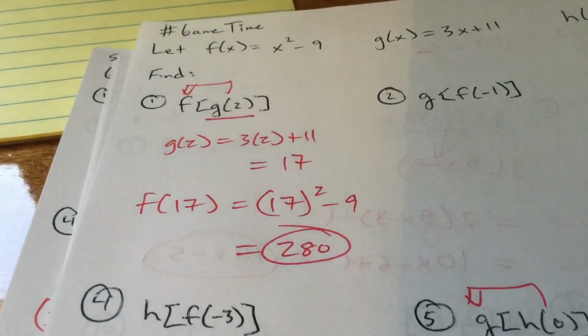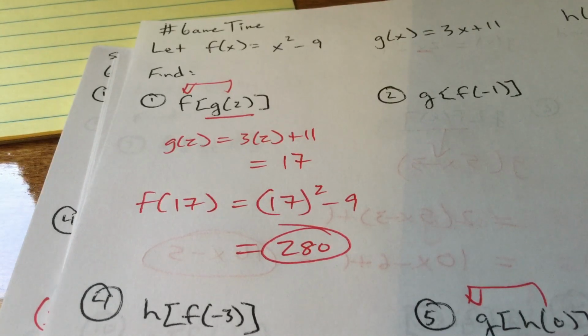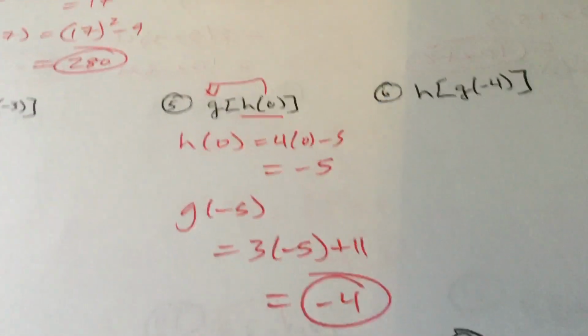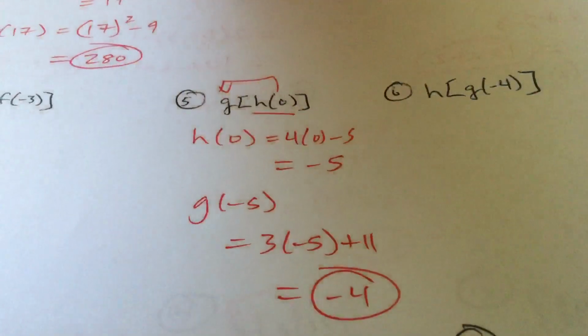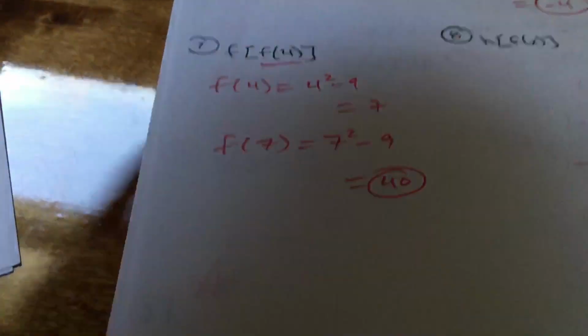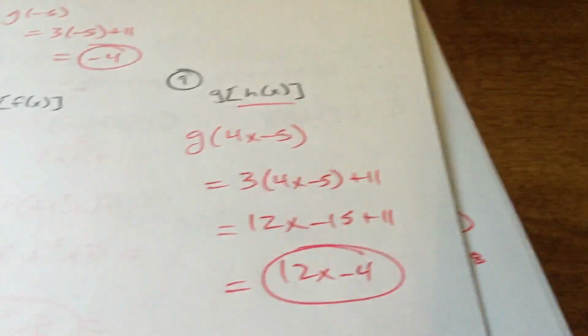F of g of 2, so I'm just plugging 2 in. I'm figuring out what g of 2 is. I'm writing what g of 2 is, okay, which is 17. I'm plugging 17 in for x in that f equation. H of 0, get negative 5. Plug negative 5 in for x in that g equation. Do f of 4, which is 7, and then plug 7 back into the f equation. 7 squared minus 9, 40.